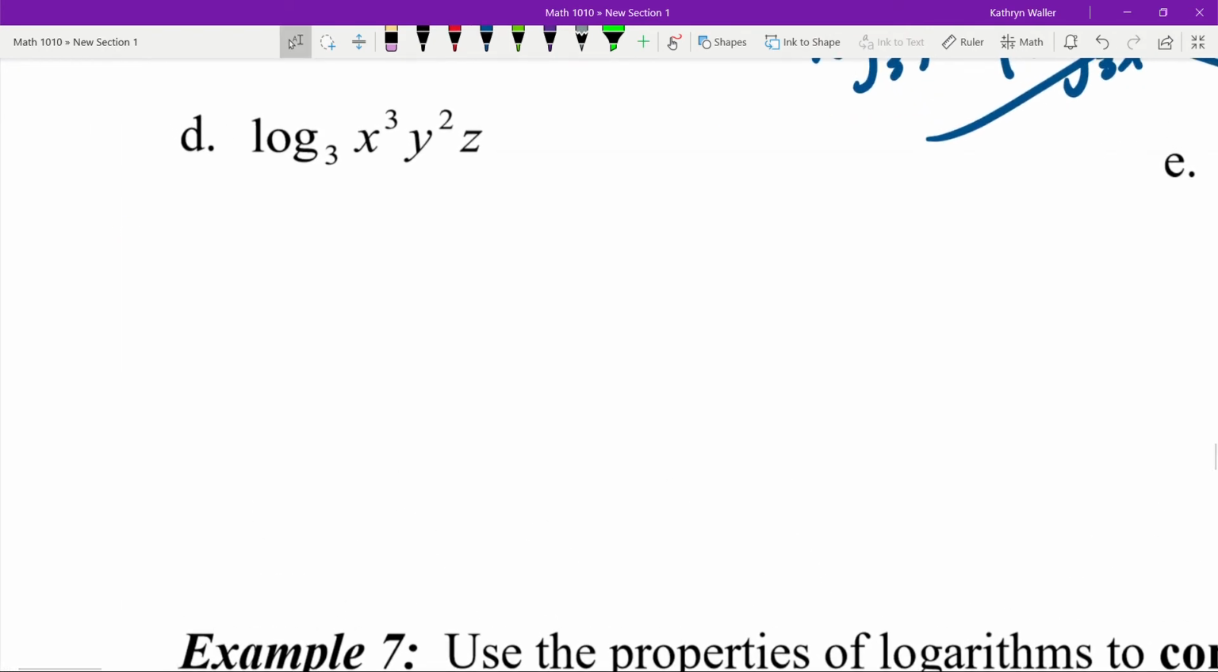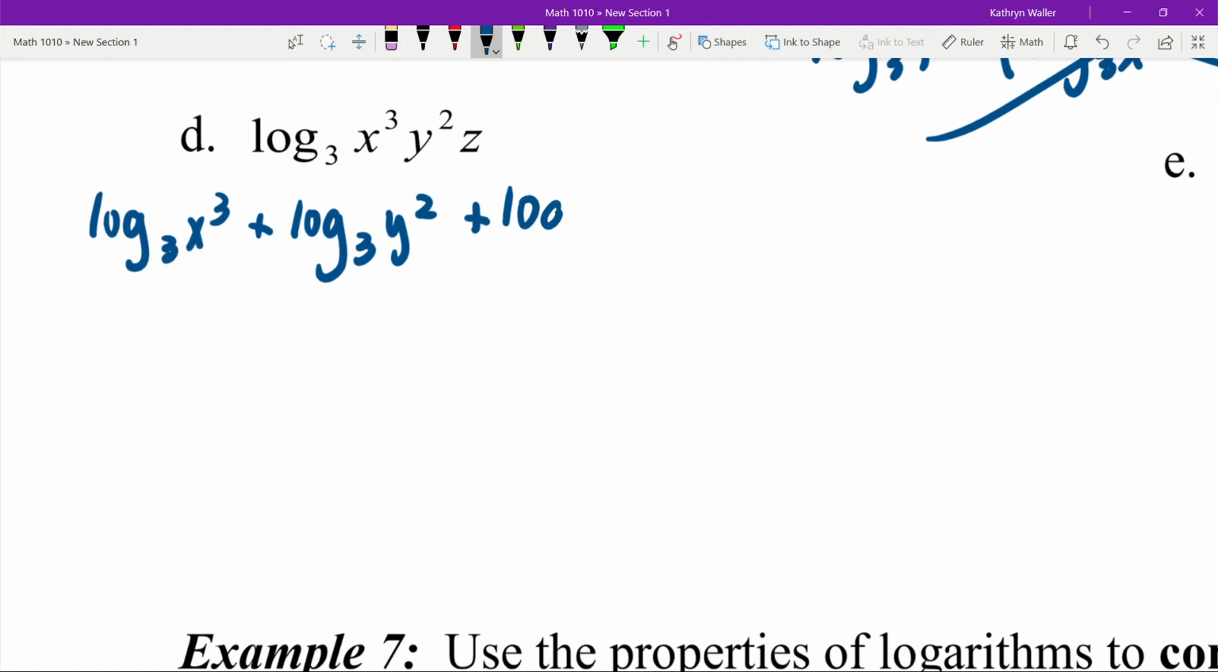Nobody move yet. Nobody write. All 25 of you, how many times will I write the word log? Tell me. 3 times. 1 for the x, 1 for the y, 1 for the z. Okay? Everybody write log base 3 of x to the 3rd plus, when you multiply, you add, log base 3 of y to the 2nd plus log base 3 of z.